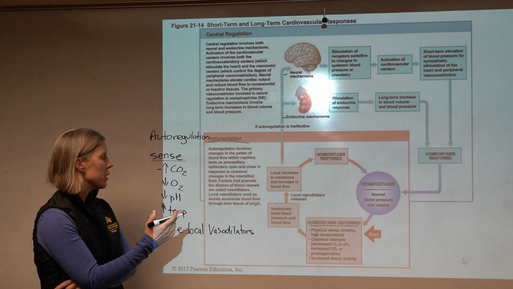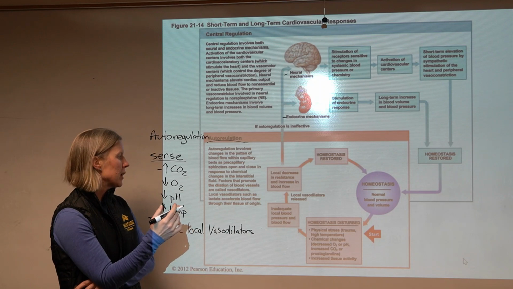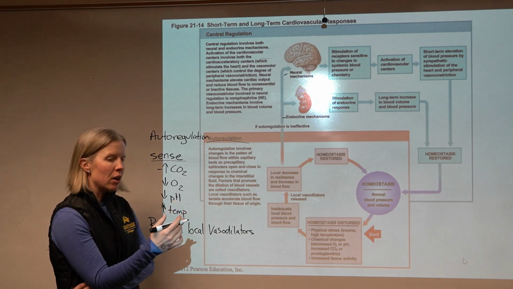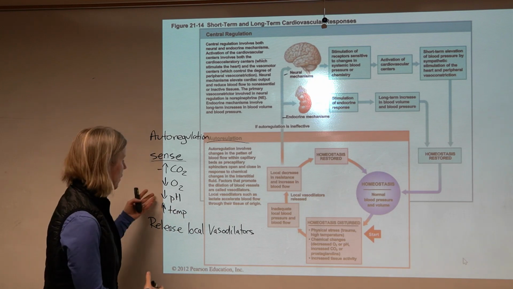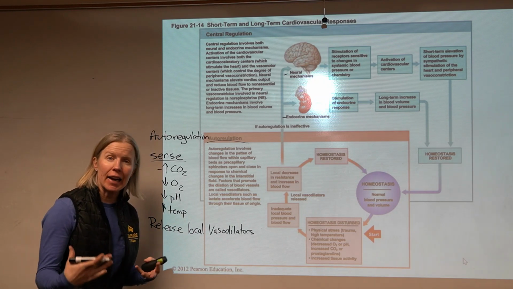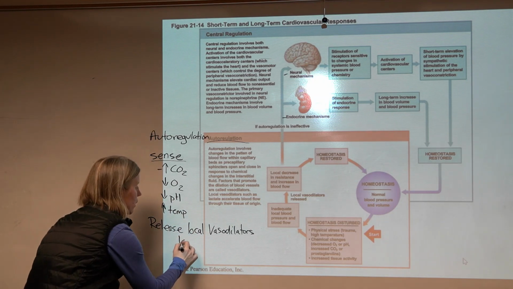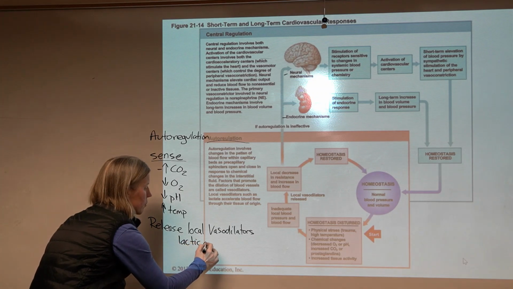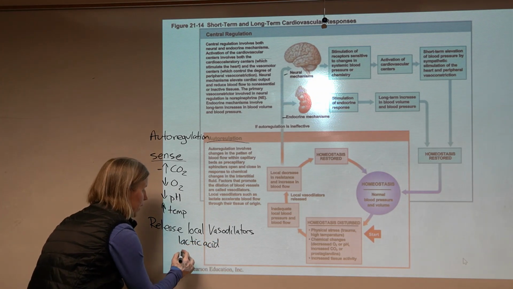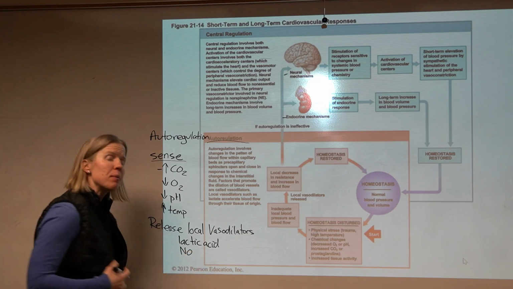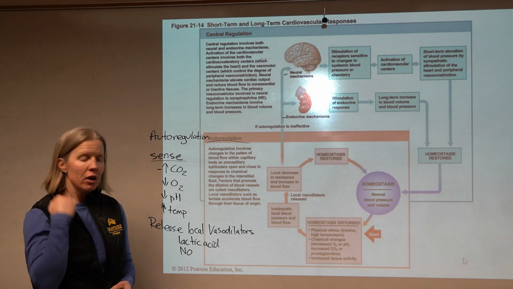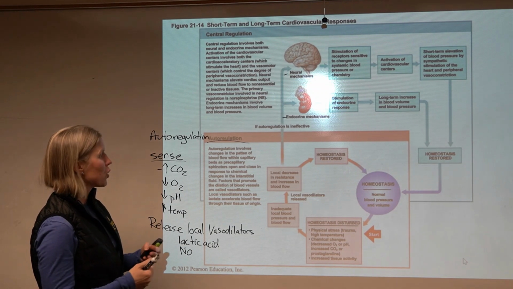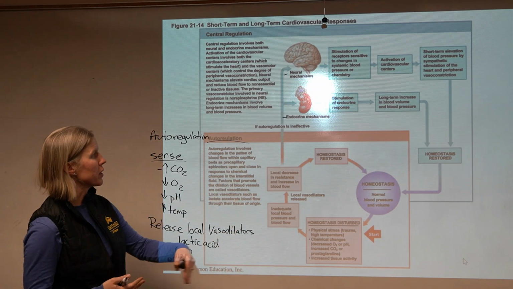So this could be things like those same working tissues might be releasing something like lactic acid. That's a vasodilator. Nitrous oxide is actually a really common one that's used here. And so if we open up those blood vessels, homeostasis gets restored.